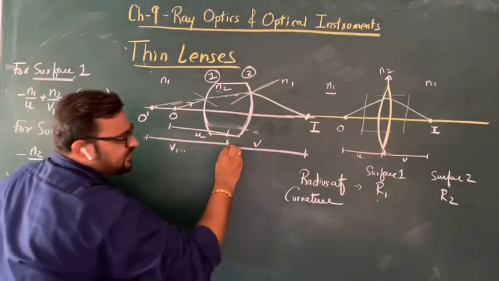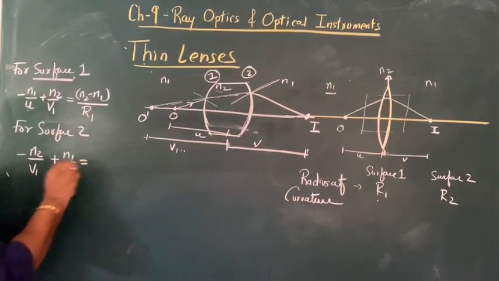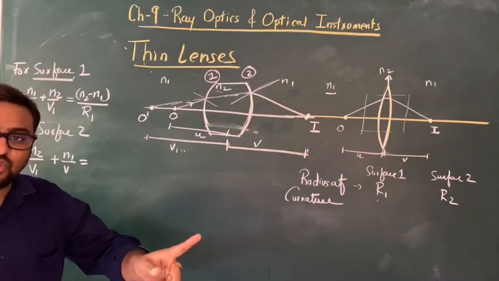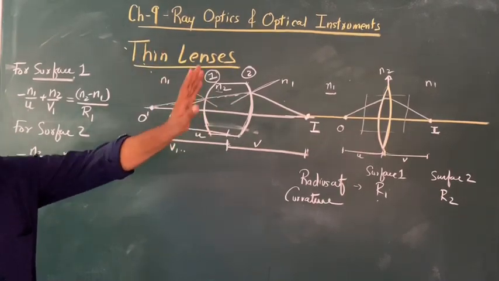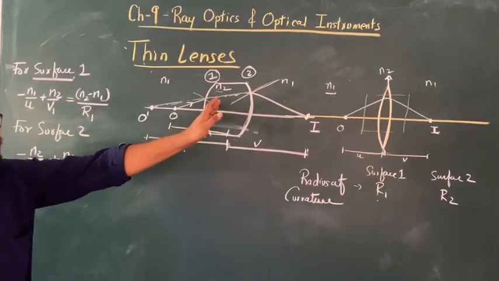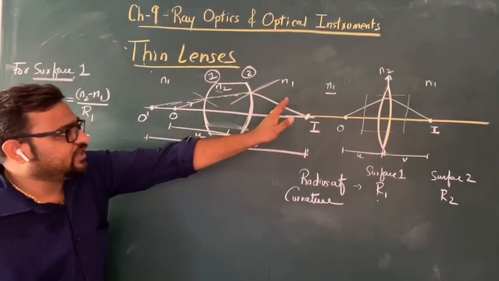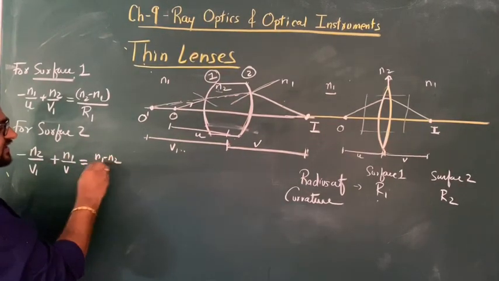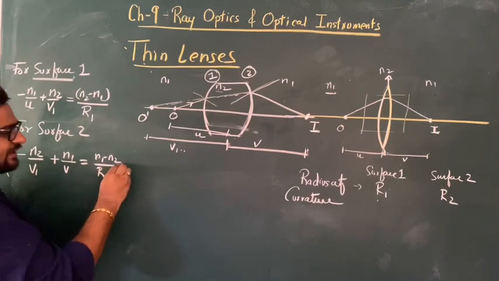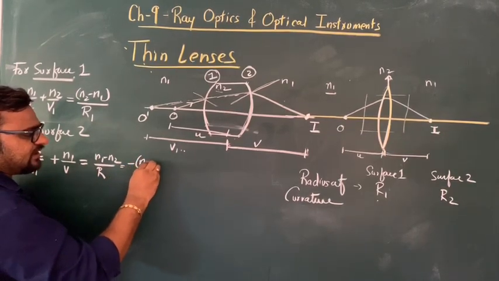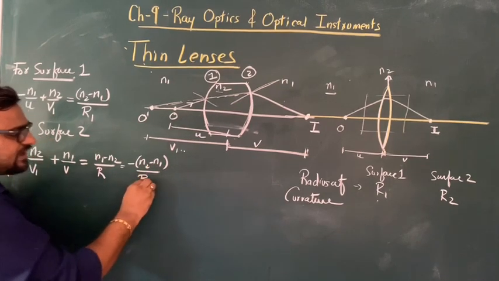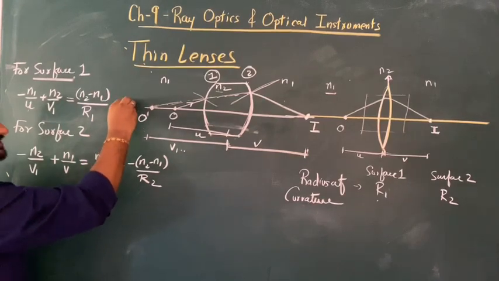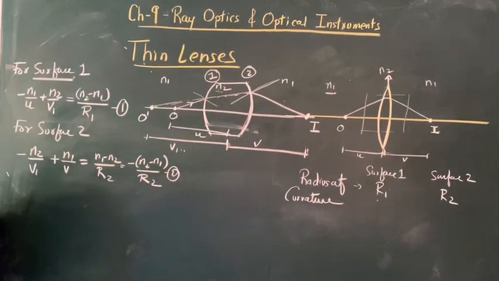Image distance, what is this image distance? v. Equal to, now I will not use n2 minus n1, I will use n1 minus n2 because it is entering from denser to rarer, that is from the medium having refractive index n2 to the medium having refractive index n1. So it will be n1 minus n2 by R2. I can take the minus sign common. It will be again n2 minus n1 by R2 as it is the second surface. Now let's name this as equation 1 and this as equation 2.